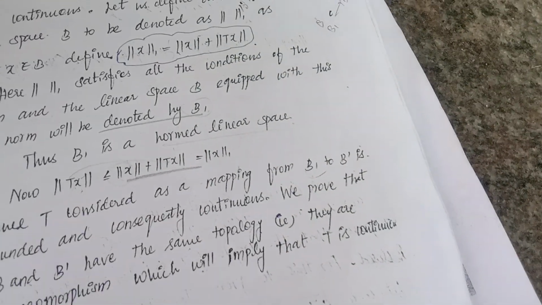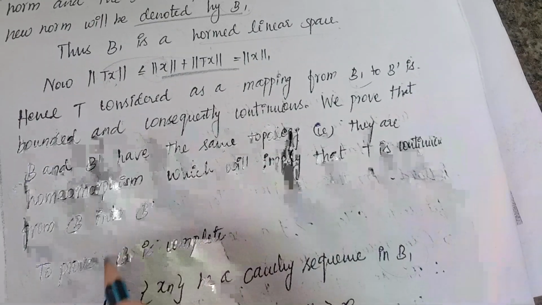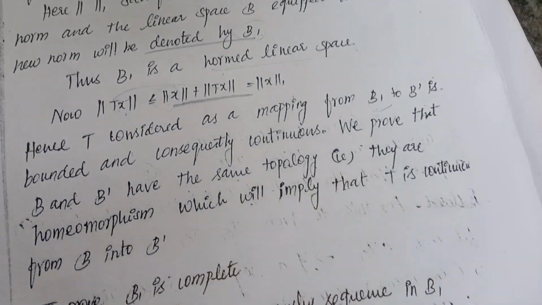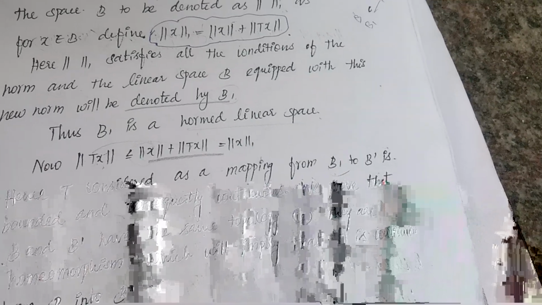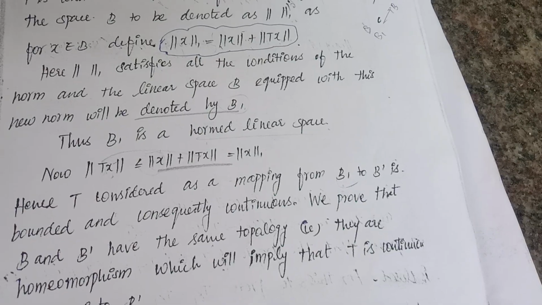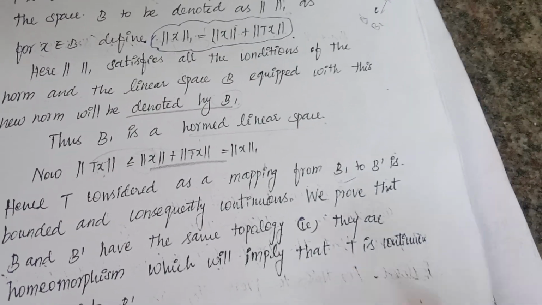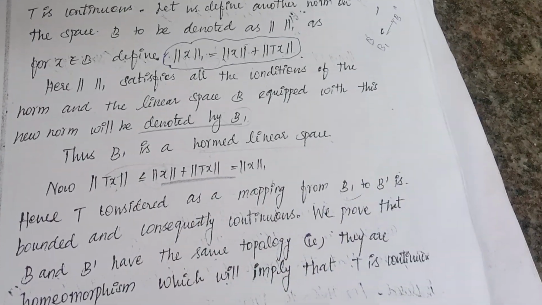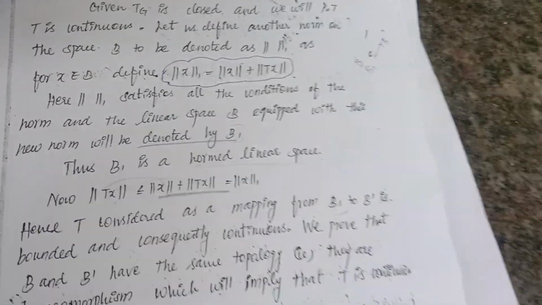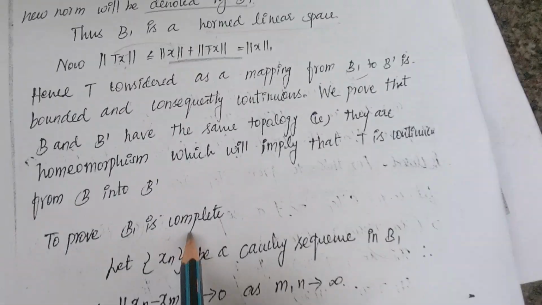B1 is complete. Let x1, ..., xn be a Cauchy sequence in that new norm. We have to say that B is a linear space, definitely it is a normed linear space. But B is a Banach space, which means it should satisfy the completeness condition, whereas here it is just a normed linear space. So for it to be a Banach space, we need to show that B1 is complete.